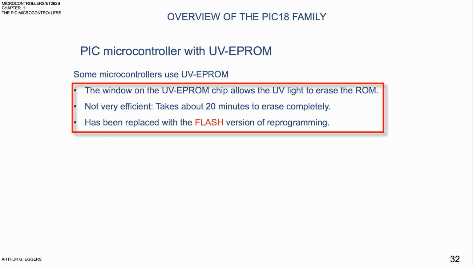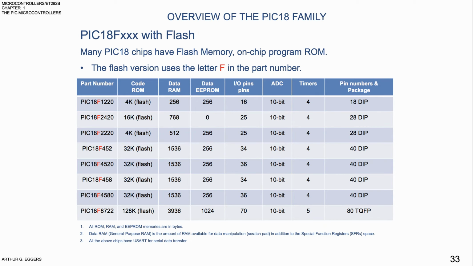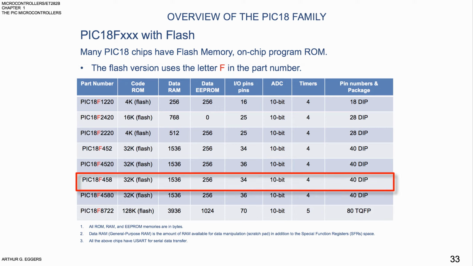This has led Microchip to introduce a flash version of the PIC family. At this time, flash is replacing the UV EEPROM altogether. Many PIC18 chips have on-chip program ROM in the form of flash memory. The flash version uses the letter F in the part number to indicate that the on-chip ROM is of the flash type. PIC18F458 is an example of PIC18 with flash ROM.